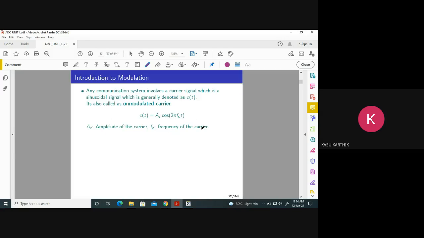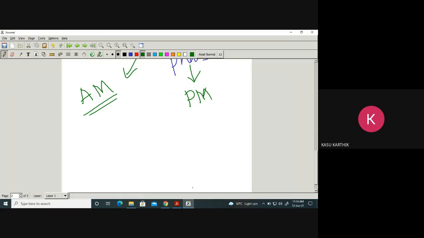So let us see what we do here. As I told you just now, any communication system involves a carrier signal, that is C of t, okay, which is denoted with AC cos 2 pi fct, and AC is the amplitude and fc is the frequency of the carrier. Okay, and we have a message signal which needs to be transmitted, that we denote with M of t. What is M of t? A message signal that we are going to transmit. So the notation is very simple. M of t means our message signal, C of t means our carrier signal.